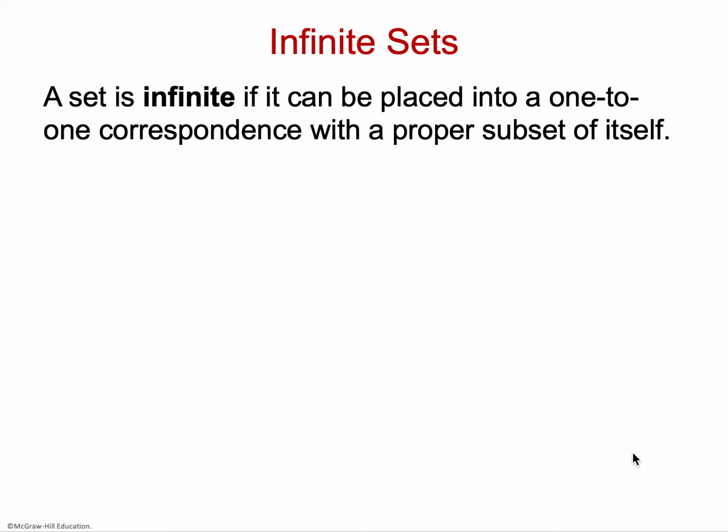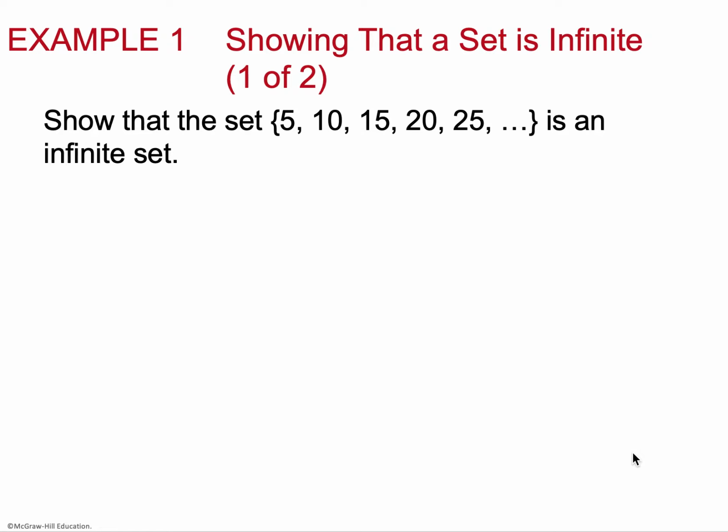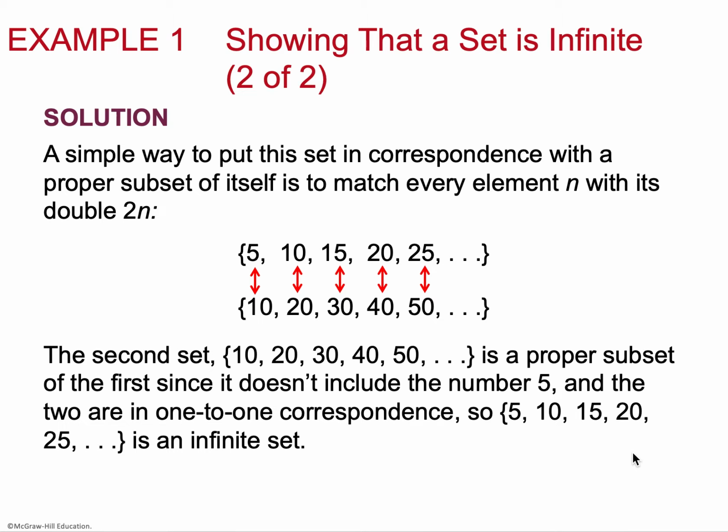So a set is considered to be infinite if it has a one-to-one correspondence with a subset of itself. A lot of technical meaning there. So, if I want to show that this set is infinite, I need to show that the set 5, 10, 15, 20, so multiples of 5, is an infinite set.